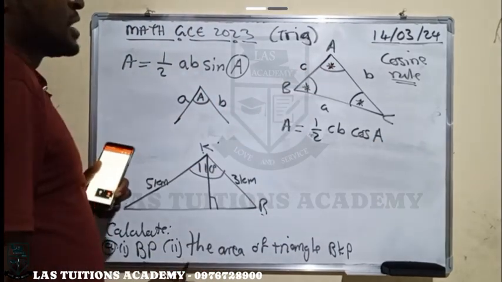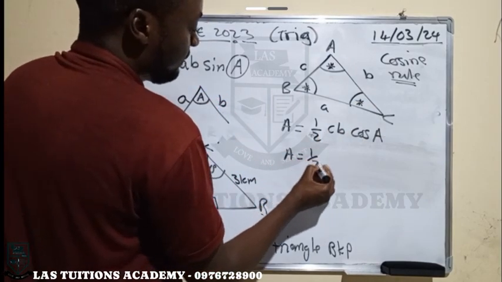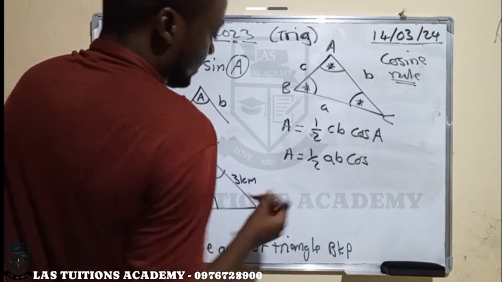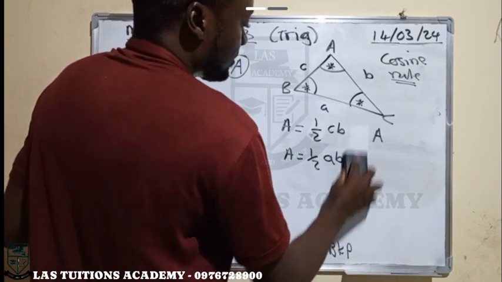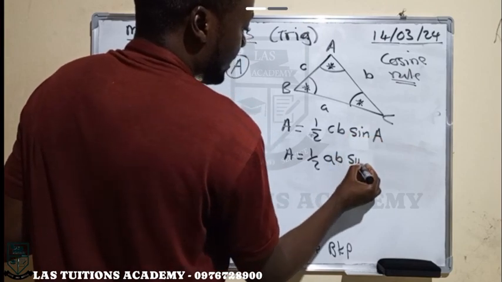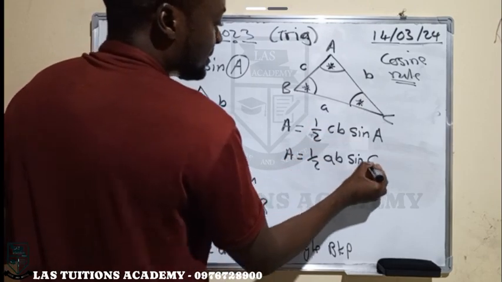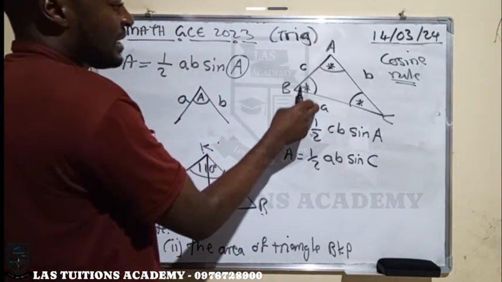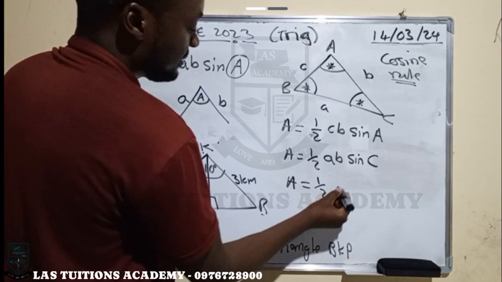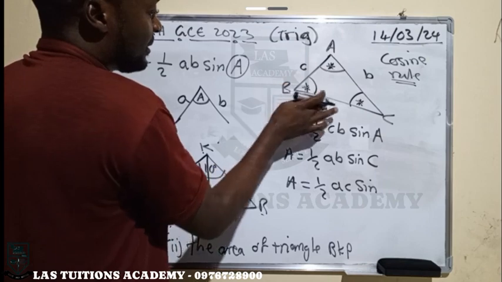So if we want to use this angle here, then we are going to say area is equal to half, then we have BA or AB sine, no, this is supposed to be sine, not cos. It's supposed to be sine. So for area, you use sine. So AB sine this angle here, which is C. So if you want to use C and A here, then it's going to be area is equal to half AC sine. These two sides, they make this angle here. So you put sine B there.